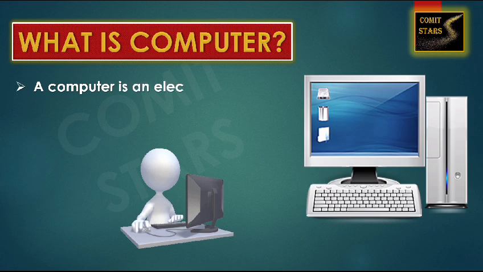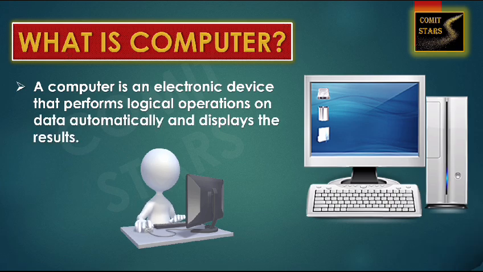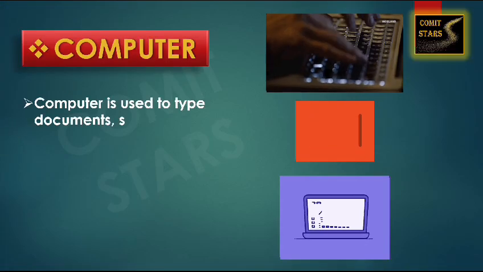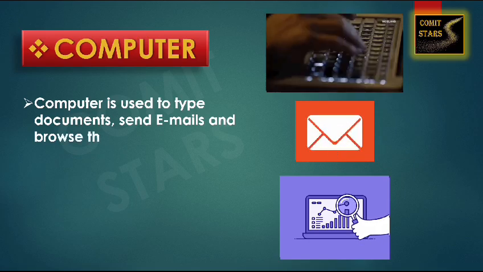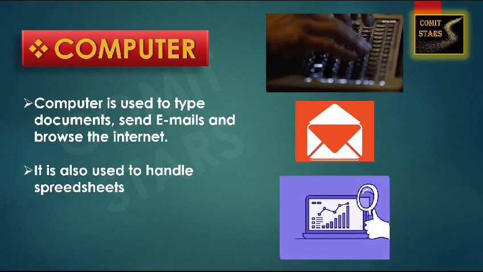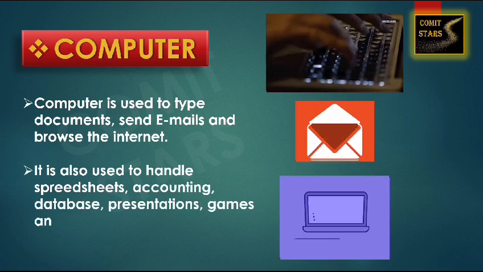What is a computer? A computer is an electronic device that performs logical operations on data automatically and displays the result. A computer is used to type documents, send emails and browse the internet. It is also used to handle spreadsheets, accounting, database, presentation, games and many more.